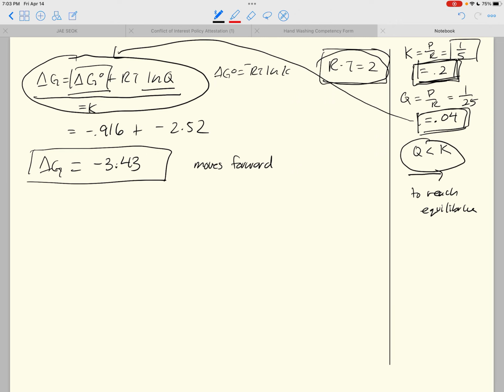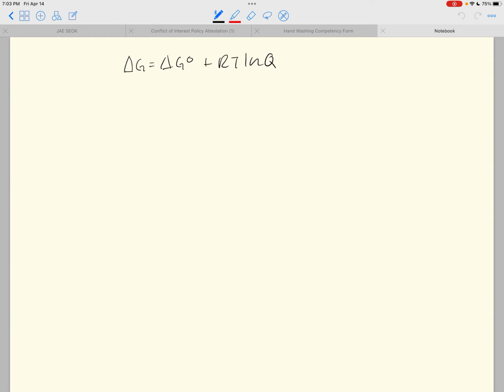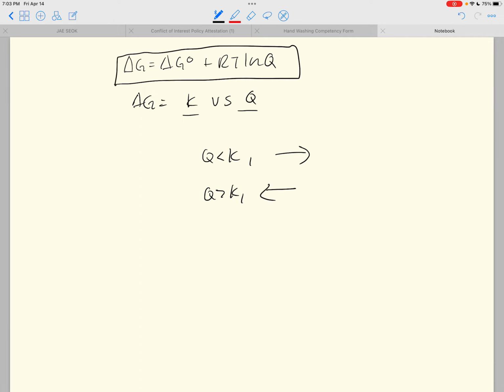I know this equation looks kind of weird, but my recommendation is this: view this as delta G equals K versus Q. Whichever one is smaller will dictate which way the reaction moves. So if Q is less than K, then we know the reaction moves forward. If Q is greater than K, then the reaction goes backward. Okay? Hopefully this will be a nice little summary for you guys.